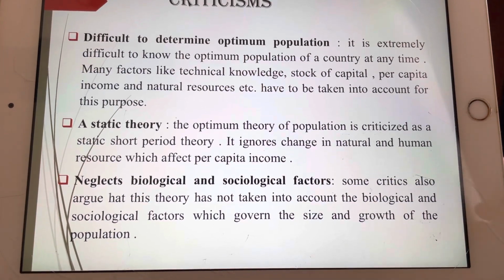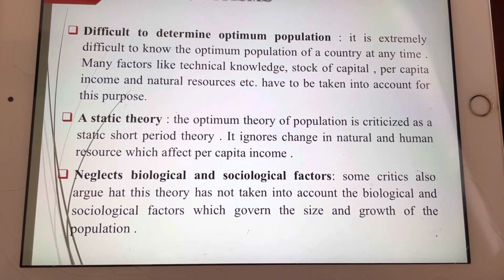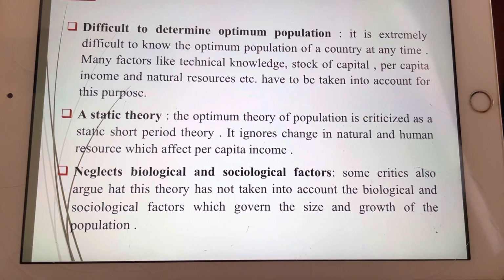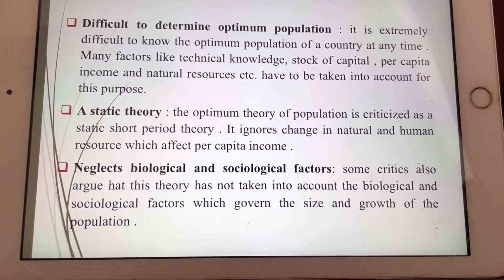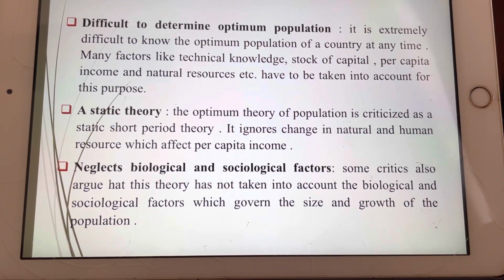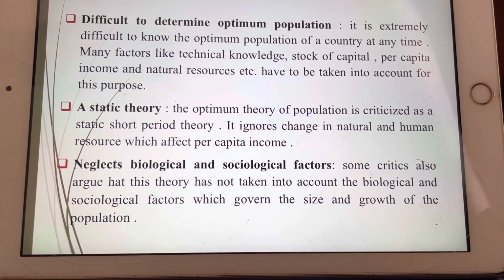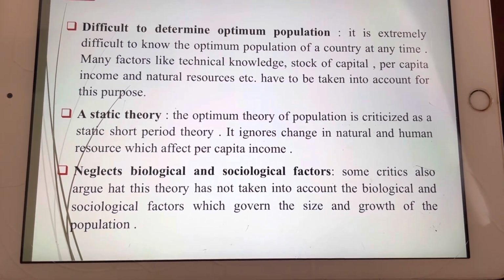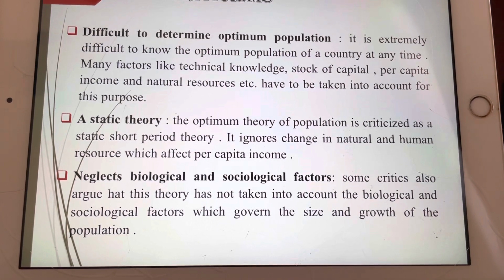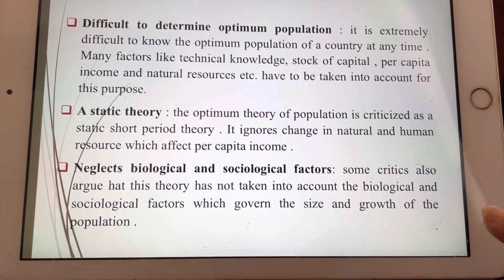Suppose the age of marriage, we can talk about such cultural traits and such kinds of social factors, some kind of traditional values. That also has an impact on the size of population. So this theory is silent about it.